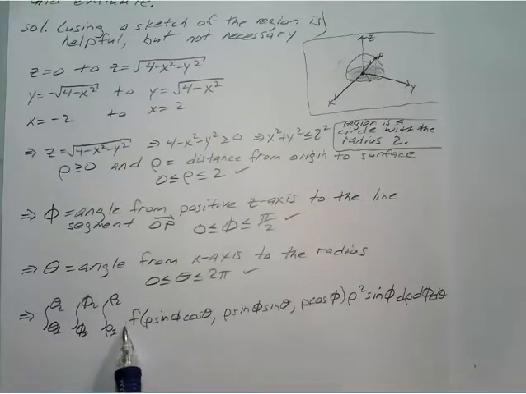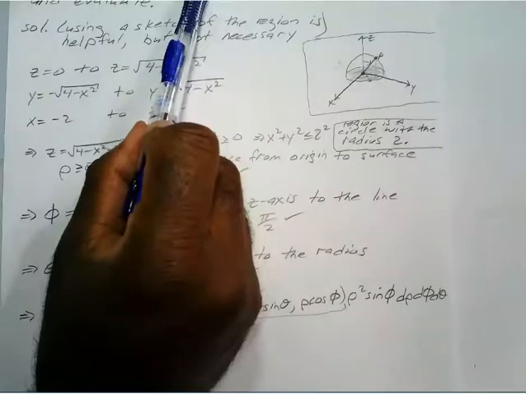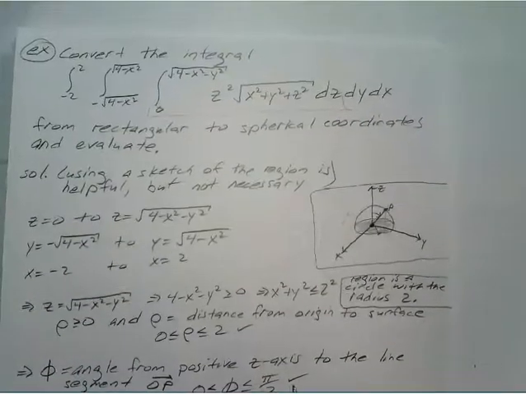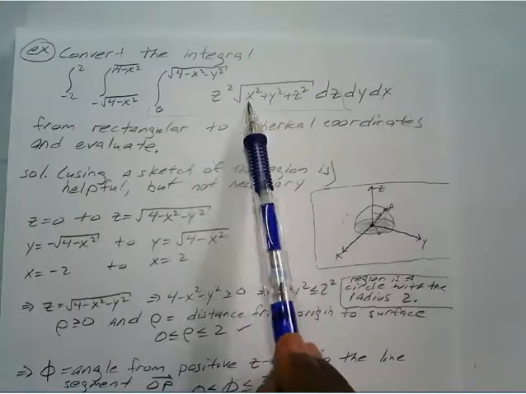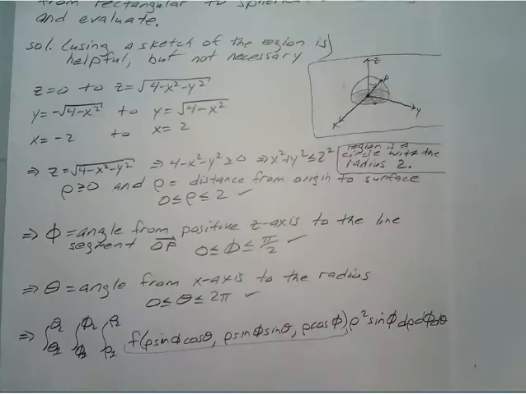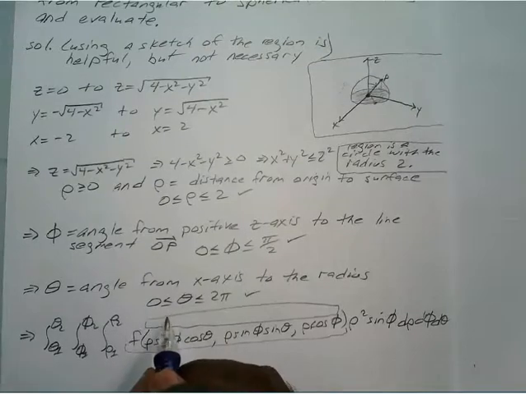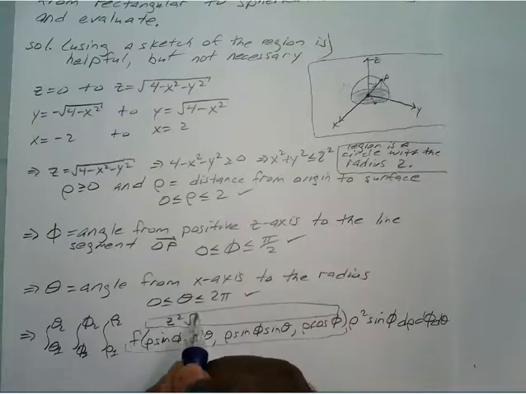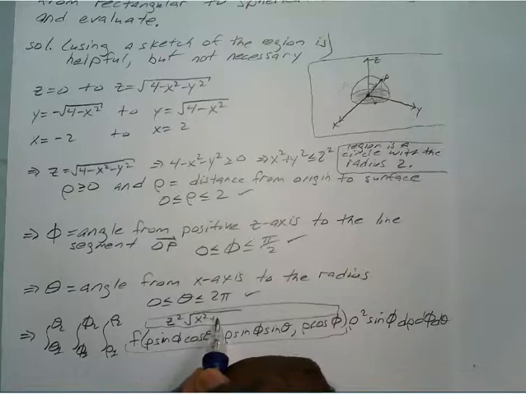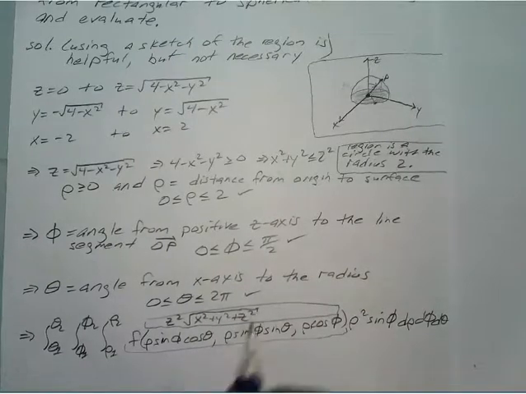Okay. Now, if you remember, your function here is actually z squared times the square root of x squared plus y squared plus z squared. Let me bring this down some. So this is actually z squared times the square root of x squared plus y squared plus z squared.